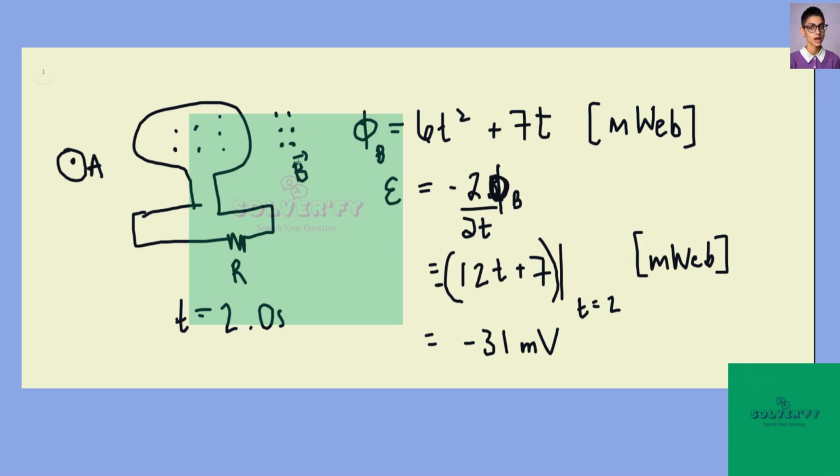And what it does is it drives a current that would produce a magnetic field to oppose this change. And so to oppose this change, we need a magnetic field into the page. And therefore, to create a magnetic field into the page, you need a clockwise current. So for the answer, a clockwise current would go through the resistor from right to left.